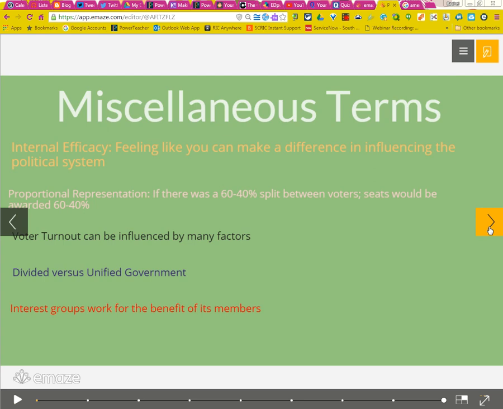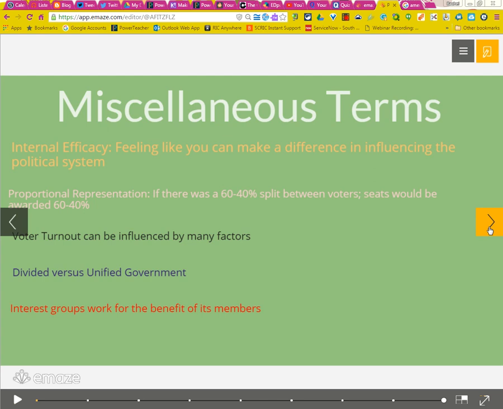Voter turnout can be influenced by lots of different things. You could have the fact that the voting age was changed to 18 for the 26th Amendment, the fact that states allow individuals to register when they apply for a new driver's license, which is the motor voter law, the fact that you can do absentee balloting, get out the vote drives by grassroots organizations like MTV or a local organization.